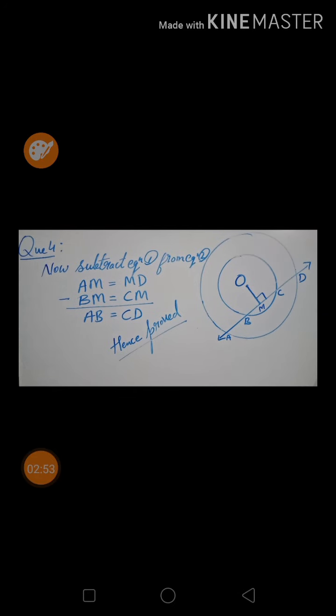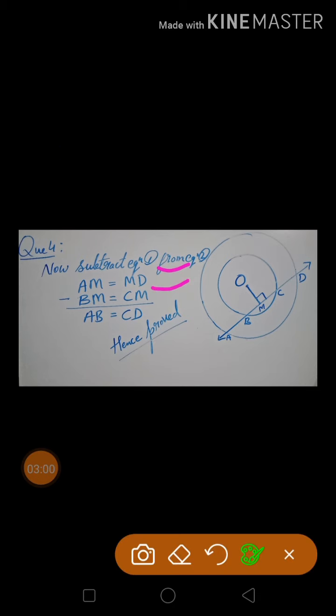Now subtract equation 1 from equation number 2. Firstly we write equation number 2, then we write equation number 1, then we will do the subtraction. So AM minus BM, AM means this length, and if we are subtracting BM, BM means this, so how much will be left? AB will be left. If we subtract BM from AM, we will get AB, that we have written here.